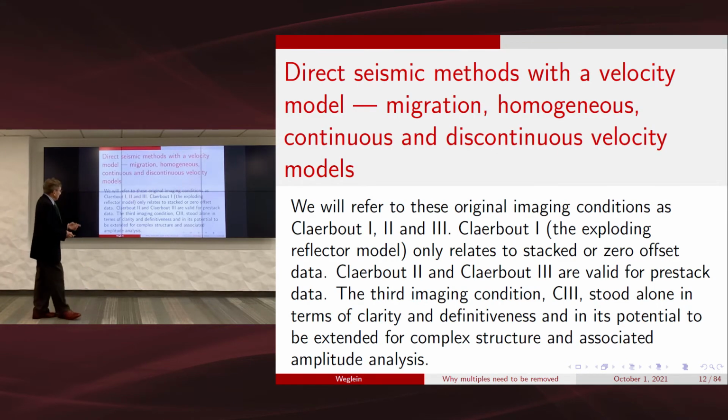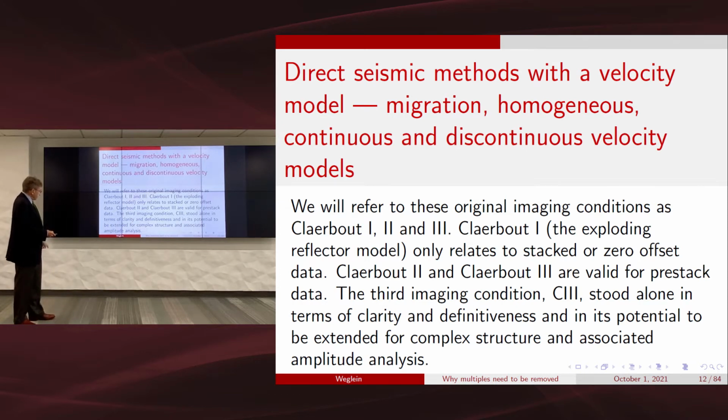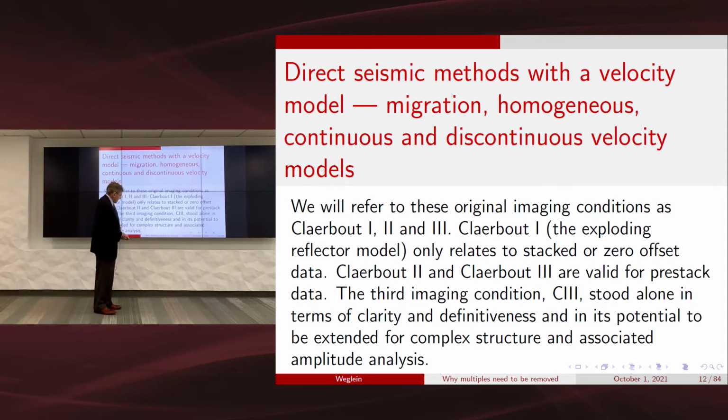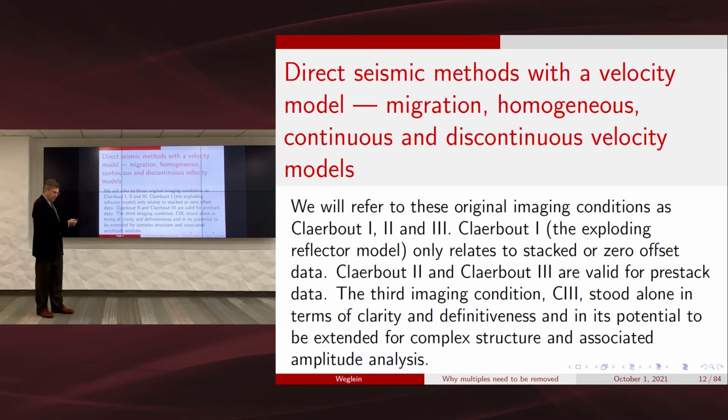So as I said, we're going to call these Claerbout 1, 2, 3, and the third imaging condition, for a set of reasons, stands alone. It is the prediction of a source and receiver experiment at depth, the physical meaning of it. First of all, there are no candidates in Claerbout 3. FK migration doesn't give you candidates. You predict a source and receiver somewhere. FK migration is a Fourier implementation of Claerbout 3.